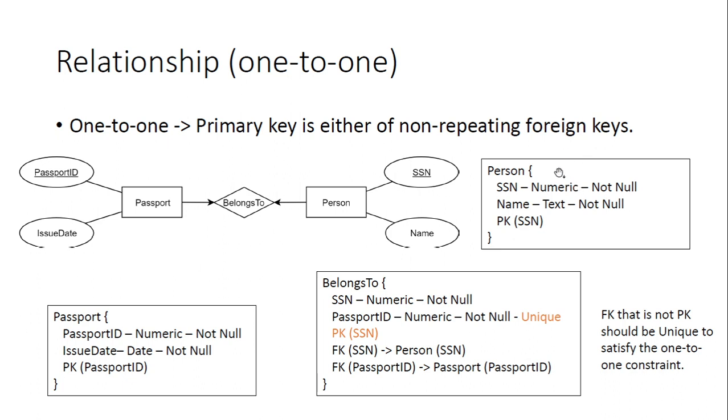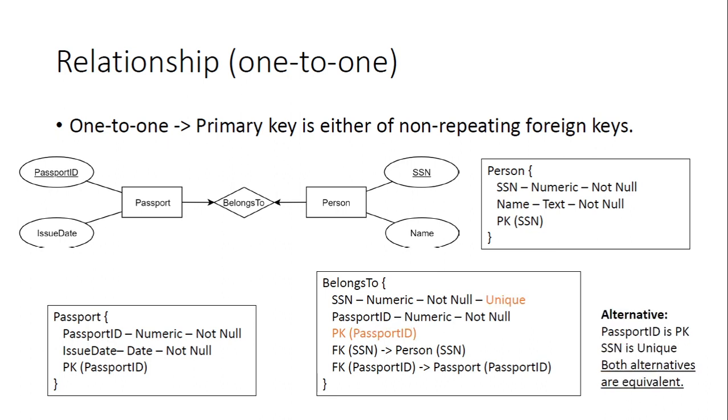So for passport and person, we have specified the tables. For person, we have SSN as the primary key. Therefore, we need to keep some foreign key in the belongs to table, and this SSN foreign key is going to reference the SSN in the person table. And similarly for the passport ID, we are going to reference the passport ID in the passport table. And we can say that, okay, the primary key for this table is SSN, and the other foreign key, passport ID, should contain unique values. It should not have repeated values. So this is one alternative.